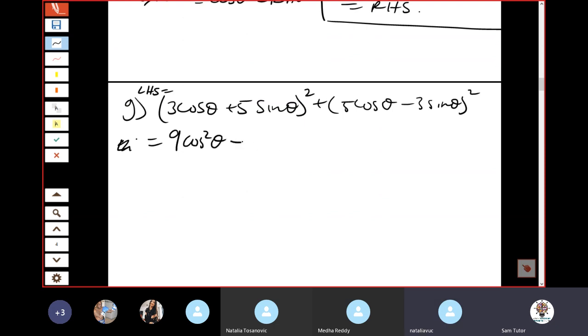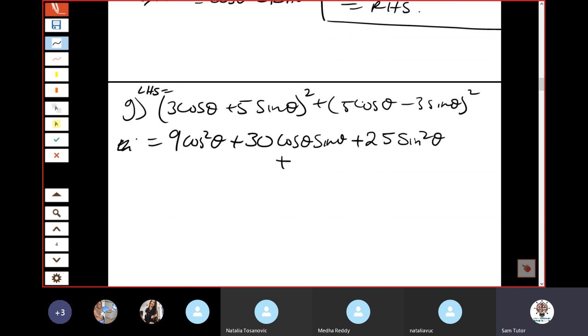theta. Yep, plus 30 sine theta cos theta. 3 times 5 is 15, times 2 is 30. Plus 5 squared, plus sine squared. Does that all make sense? Okay, yeah, sorry, I got it. First one squared, 2 times the inside. There it is. Last one squared. There it is.